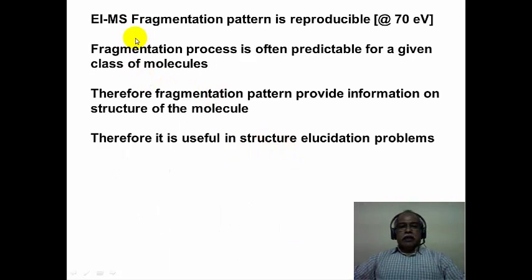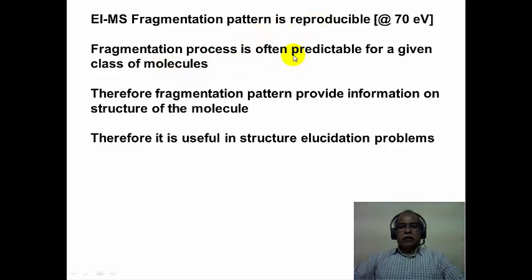As I mentioned earlier, the electron impact ionization mass spectrometry fragmentation pattern is a reproducible one if it is carried out under controlled condition, typically at 70 electron volts of energy of the electron beam, which is the excitation beam. Now, if the molecular fragmentation pattern is reproducible, then one can actually create a library of fragmentation pattern of various types of molecule, and this fragmentation pattern being a fingerprint kind of a system, it is easy to identify molecules, unknown molecules, and correlate it with the known fragmentation pattern.